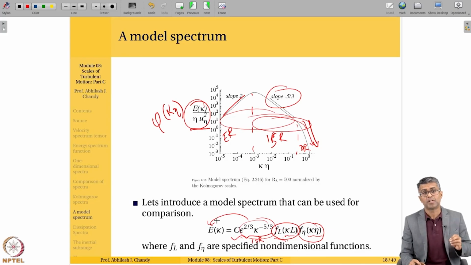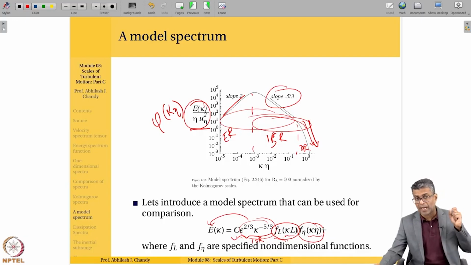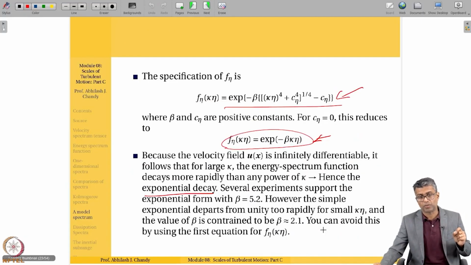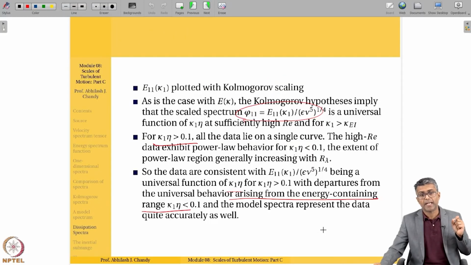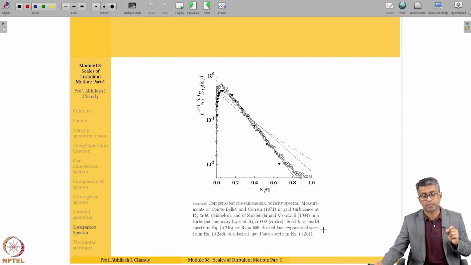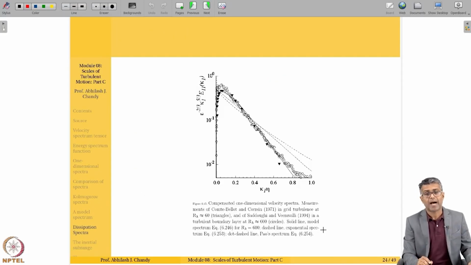I am left with some universal constants. I am left with C, I am left with f_L(kL), and I am left with f_eta(k eta). So I do that. That's your compensated 1D spectra. And in addition to that, I'm doing one other thing. On the x-axis, I am plotting it on a linear scale, so it is kappa 1 eta.